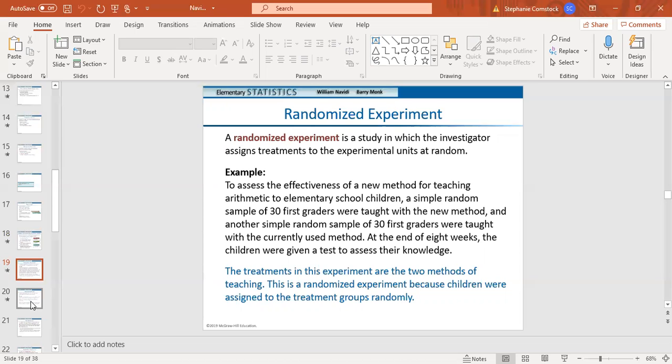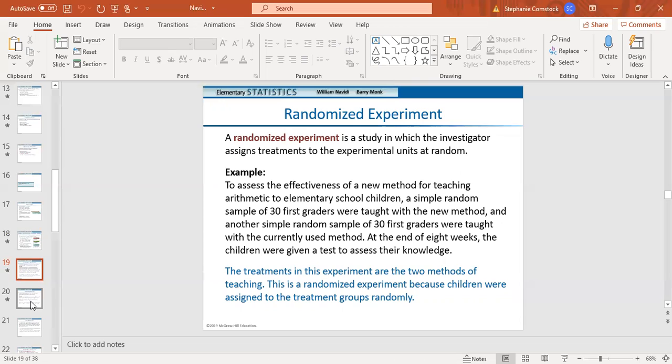So they're talking about the effectiveness of a new method of teaching math to elementary school children. We've got a random sample of 30 first graders that are taught with the new way. Another set of 30 random first graders are taught with the current way. At the end of 8 weeks, they're given an assessment to test their knowledge.